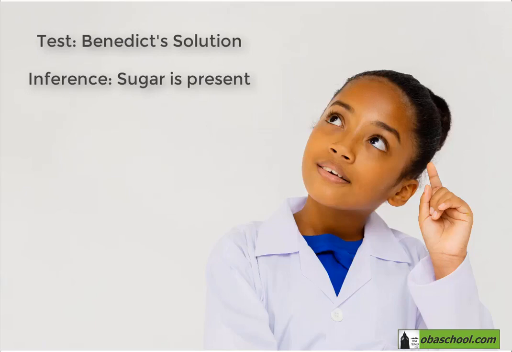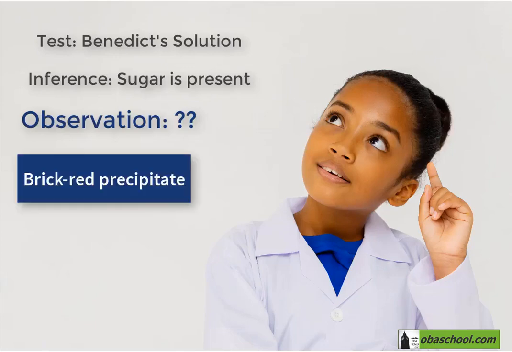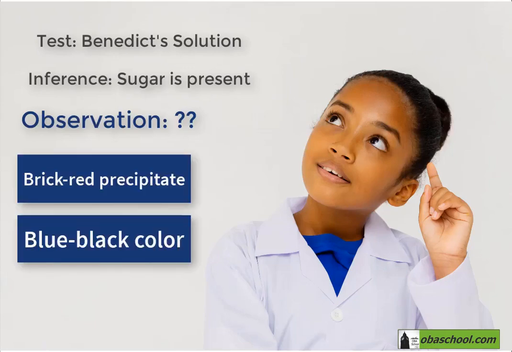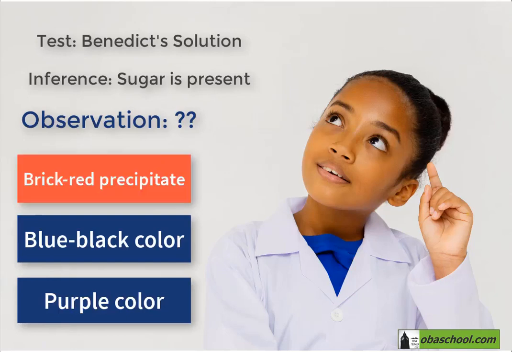Next, if Benedict solution was added to sugar, what would we observe in the test tube? Brick red precipitate, blue-black color, or purple color? You are right, brick red precipitate. That's because the blue-black color appears only if iodine was added to starch, and the purple color appears only if biuret solution was added to proteins.